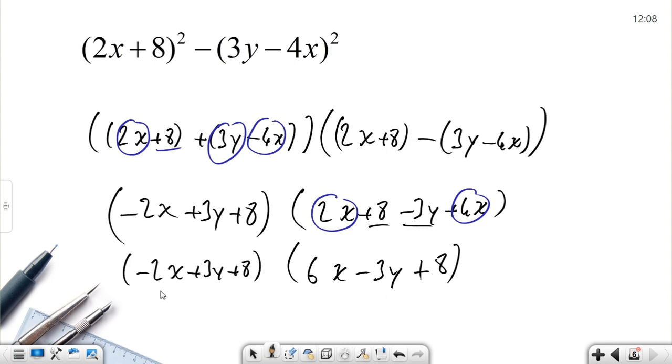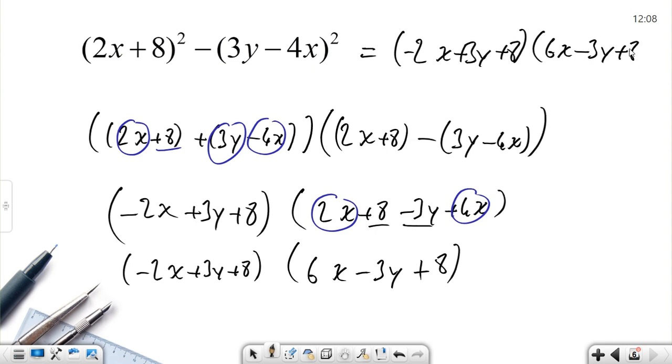So that's it. As you see, first factor, second factor, I factorized it. So it's equal to negative 2x plus 3y plus 8 multiplied by 6x minus 3y plus 8. So that's it, and you write it. It looks very long. Of course, it takes lots of steps because there are two expressions. They are squared expressions, but we factorized it and we got two factors of these expressions.